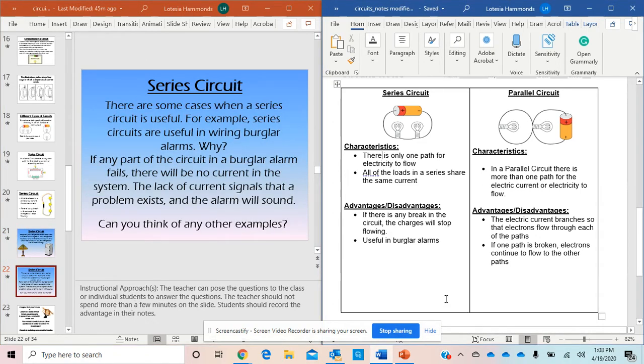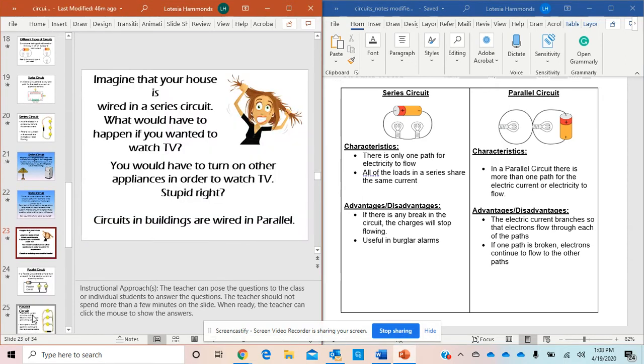All right. So there are some cases when a series circuit is useful. That's where we have our advantages. For example, series circuits are used in wiring burglar alarms. If any part of the circuit in an alarm fails, there will be no current in the system. That lack of current signals that a problem exists, and then the alarm will sound. Kind of like what I just explained to you previously.